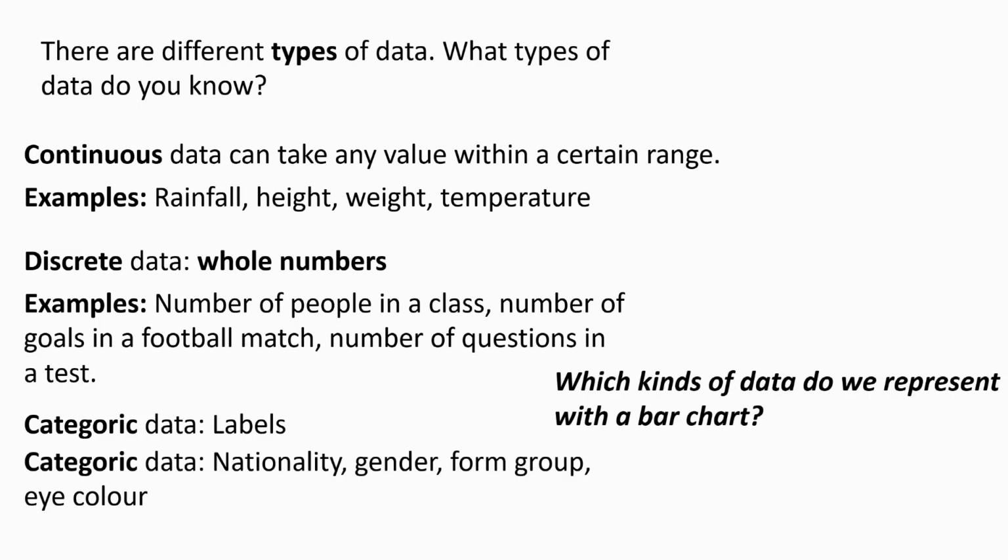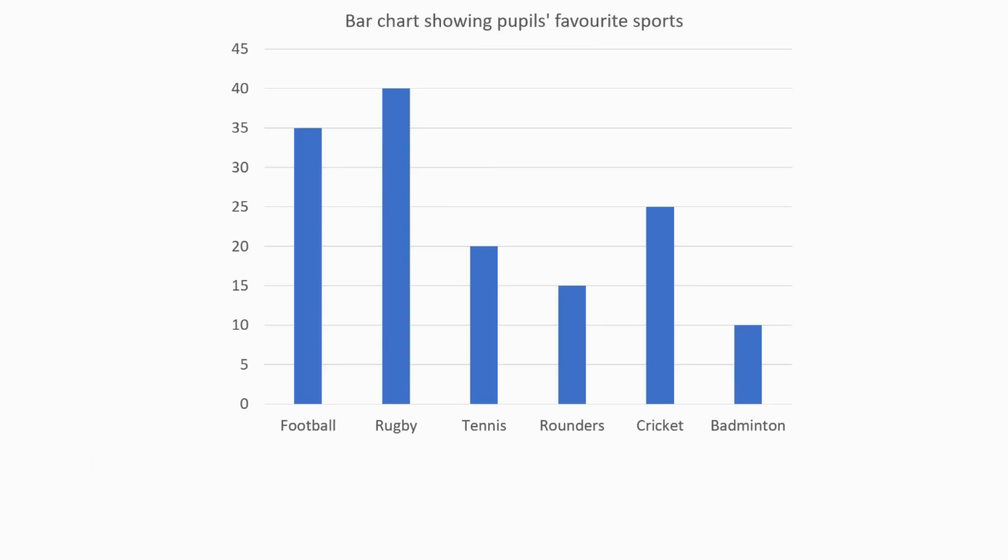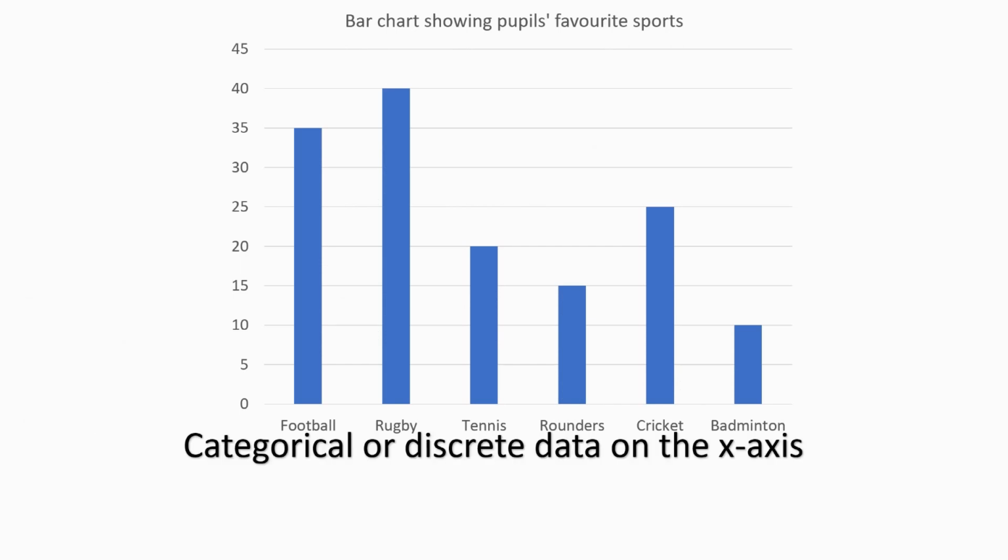The bar chart allows us to represent categorical data or discrete data. For example, if we look here, this is the graph that we had earlier, and we have the categorical or discrete data on the x-axis.